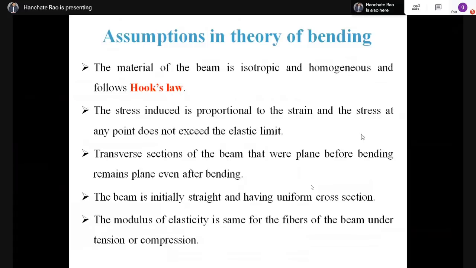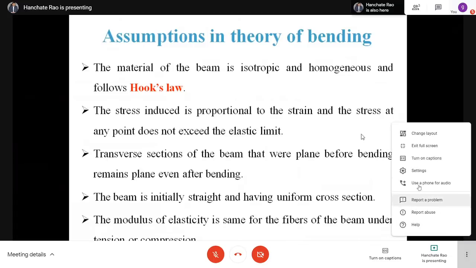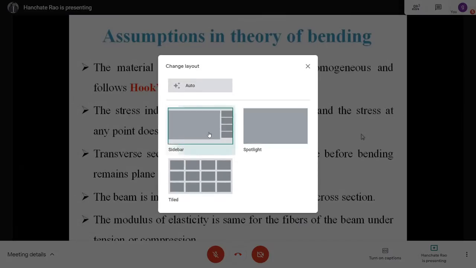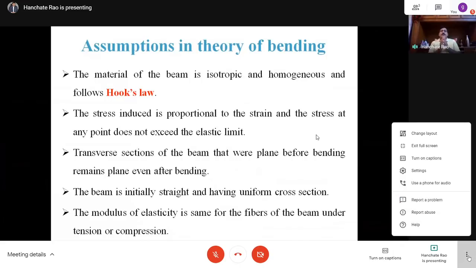Homogeneous material means the entire distribution of the molecules is homogeneous. Such a material is called a homogeneous material. So we are assuming that the beam material is isotropic and homogeneous. Whether it is a concrete beam, a steel beam, a wooden beam, an aluminum beam, or a rolled steel joist, whatever it is, we are assuming that the material of the beam is isotropic and homogeneous and obeys Hooke's law.